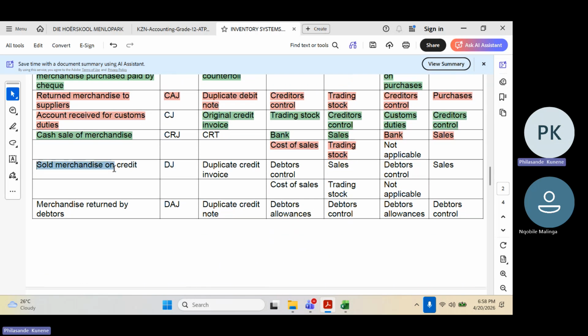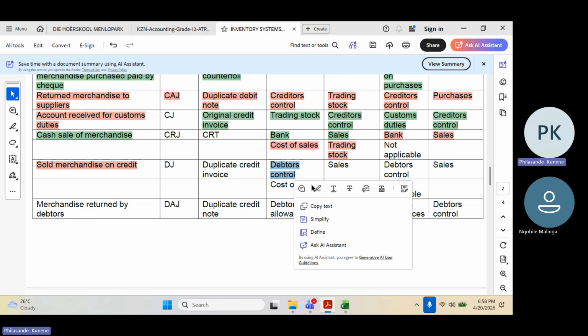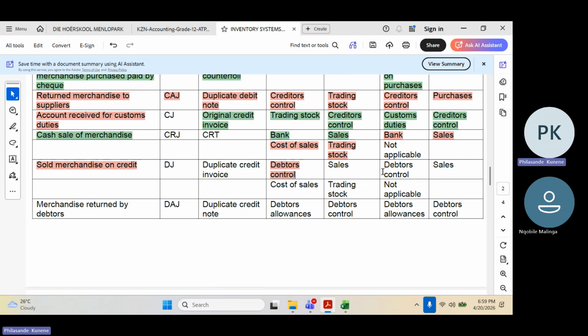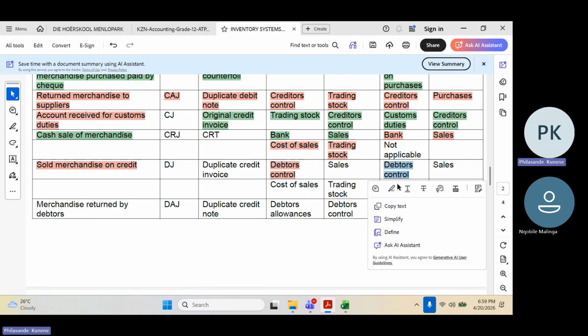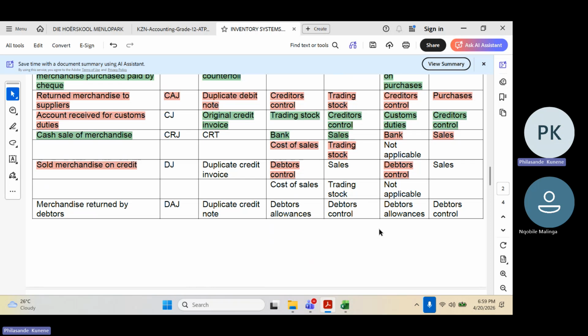Which is the same when you're selling it on credit. Obviously, it's going to be the same. We're going to have debtors control instead of bank. That's the only thing that is going to change. Instead of bank, we have debtors control because we're now selling it on credit, but it's still a sale transaction. So we're going to have 4 accounts affected here, as you can see. And then this side, we only have 2.